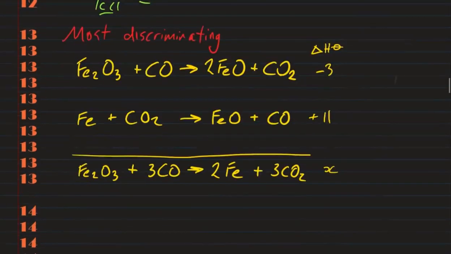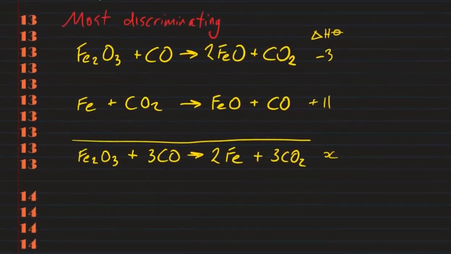13 was the most discriminating. That's the one that the smarty pants get right and the less gifted don't get right. See if I can get it right. So it's a Hess's law. Don't forget, you have to manipulate these two equations to get them to equal this equation here. And you're allowed to flip them, and you're allowed to double them and half them and triple them, la-di-da.